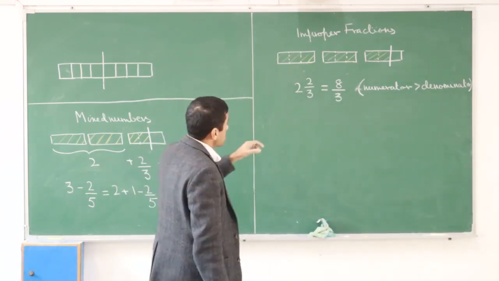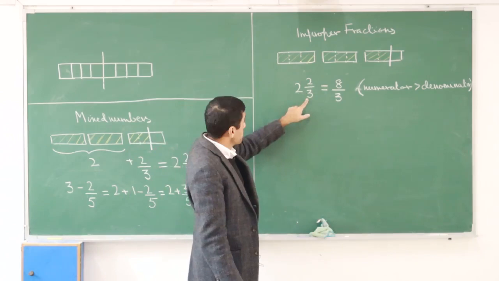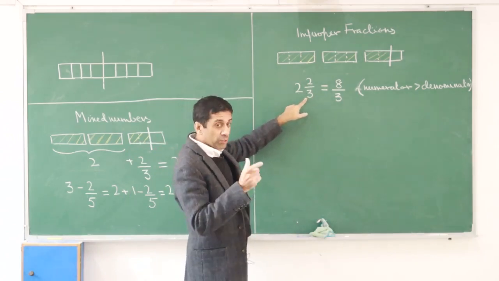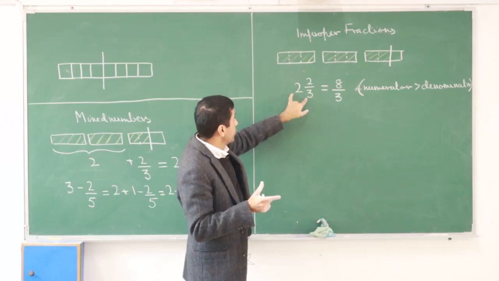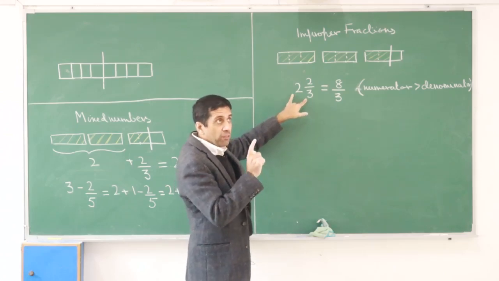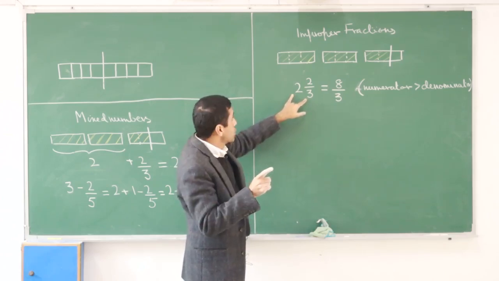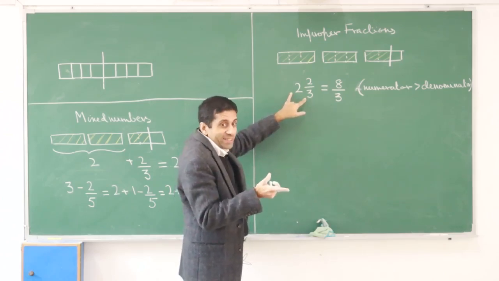The way you do it is, because you are dealing with thirds, each whole will have 3 thirds, right? So if I have 2 wholes, I'll have 2 times 3 thirds, which will be 6/3. So you multiply 2 by 3 to get 6/3, okay?